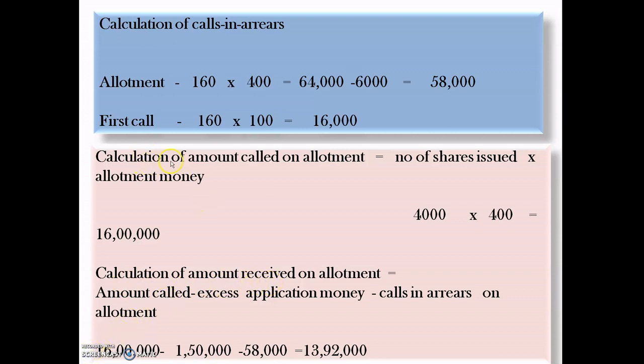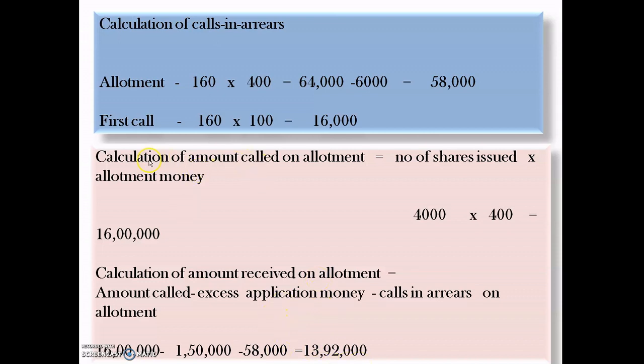Okay, once again see here, calculation of amount called on allotment. Called on allotment is here 16,000, and calculation of amount received, how much amount received on allotment, that is amount called, means this one 16 lakh minus excess application money, that is here 1,50,000, minus calls in arrear on allotment, that is 58,000, means it will come 13,92,000. Means amount received on allotment.